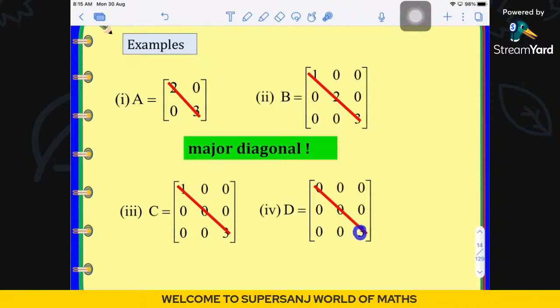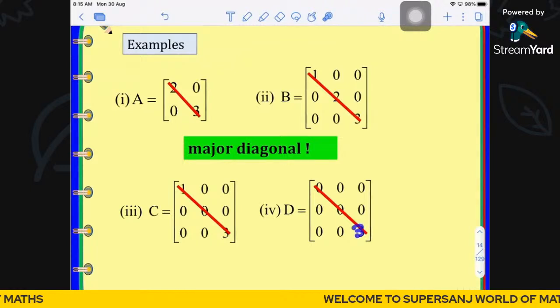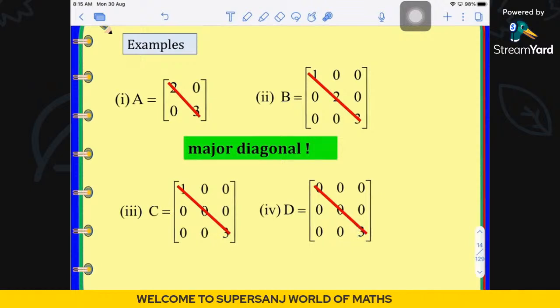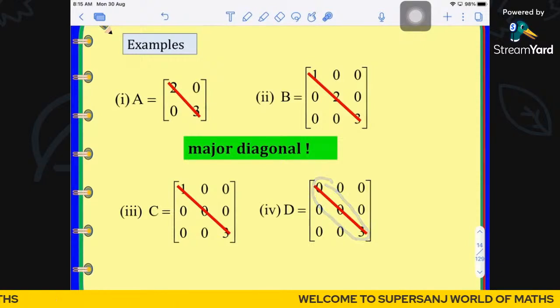But since here is 3, here is 3, it's not 0. So this is not a 0 matrix. If there is a 3, then it's not a 0 matrix. But if every element over here is 0, then it will become a 0 matrix. I hope that is clear for everybody. Okay, let's carry on some more.